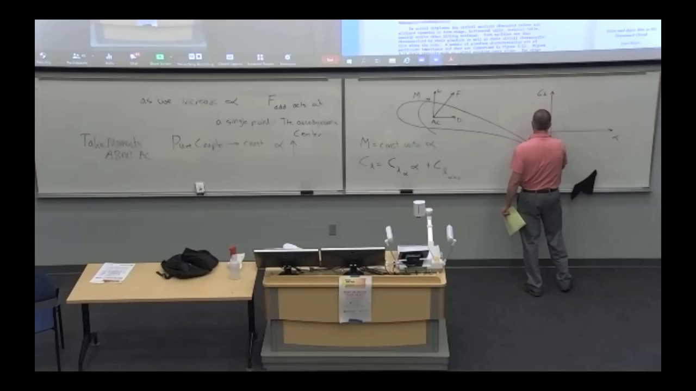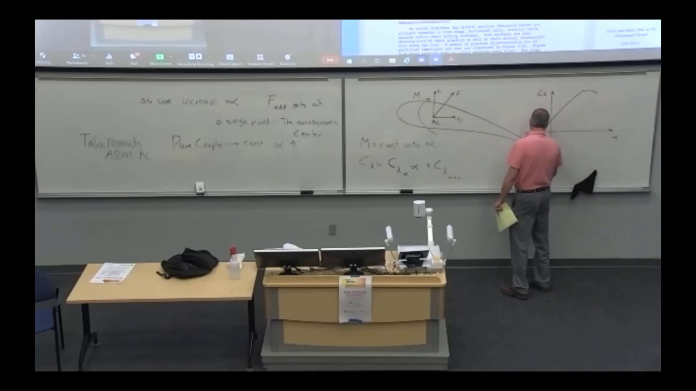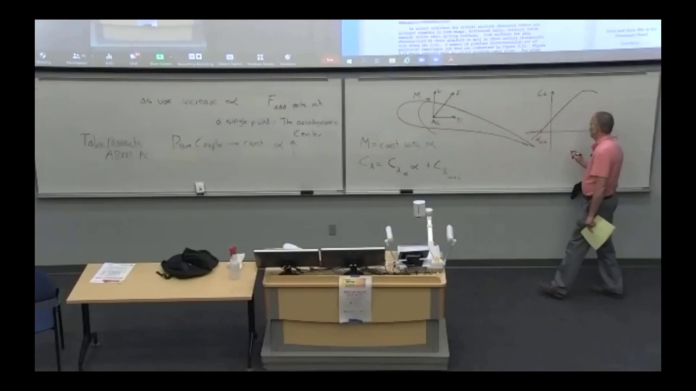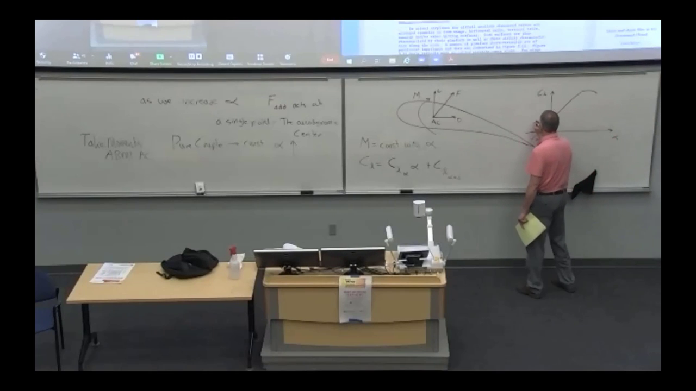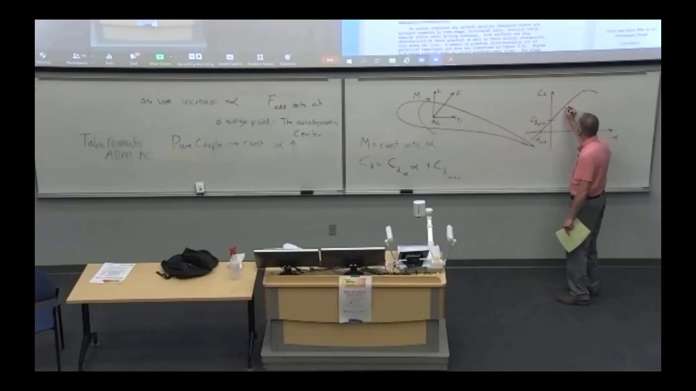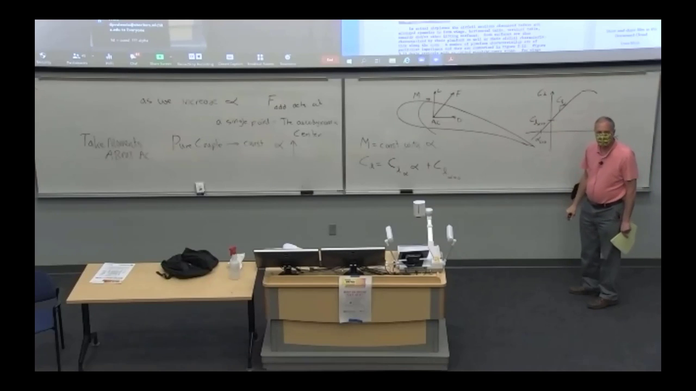So CL is a curve that's a straight line until it stalls. And this is the angle of attack when the lift is zero. And this is the intercept. And so all that is, you take the slope of the line, multiply it times alpha, and you add in CL at alpha equals zero.